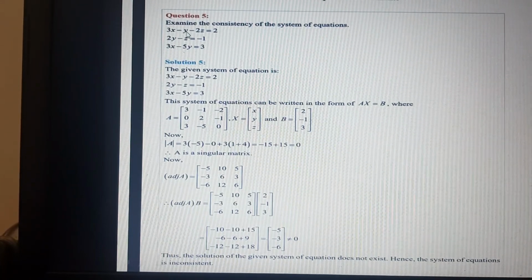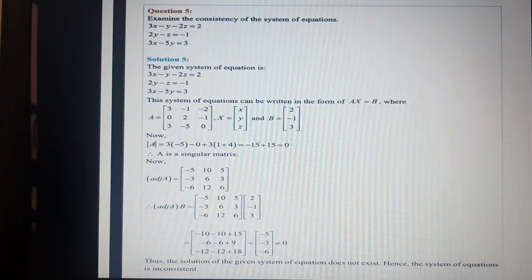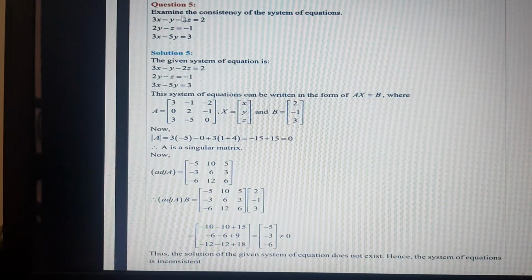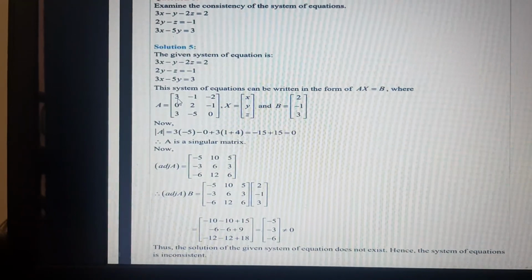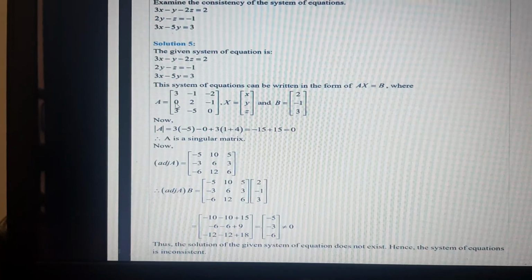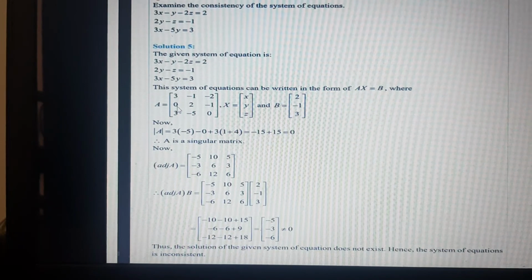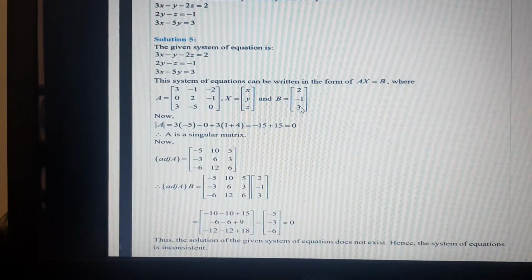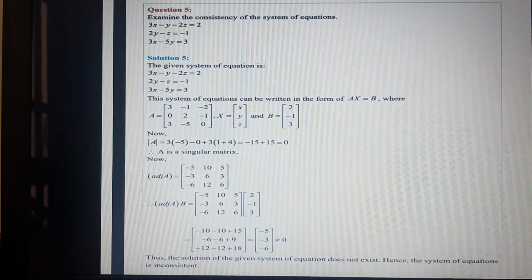It is from the NCERT only. Question number 5. Examine the consistency of the system of equations. Here we have a 3 variable system. These are the 3 equations. We have taken A from it. A is the matrix showing the coefficients 3, -1, -2 in the first row from the first equation. Then 0, 2, -1, then 3, -5 and 0. So this is A. X has the 3 variables x, y, z, and B is the constants 2, -1, 3, which are the constants after the equals sign in the equations.